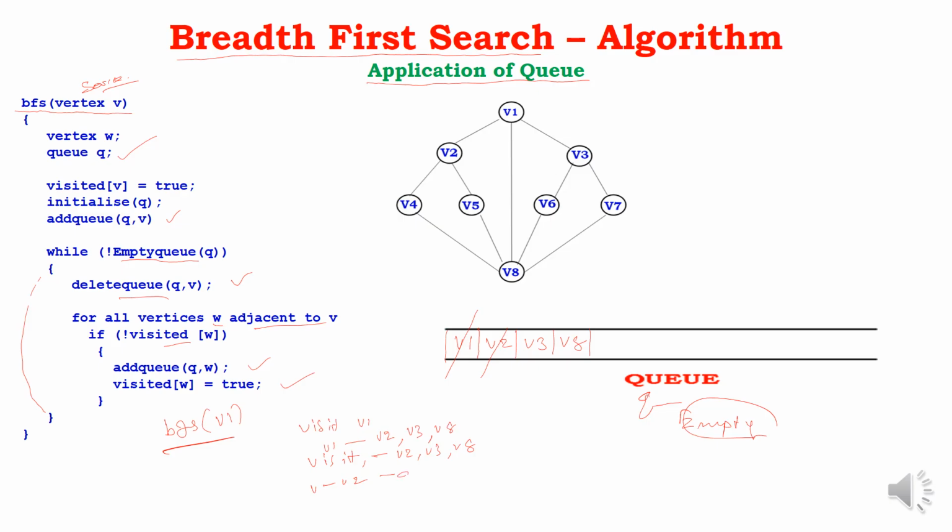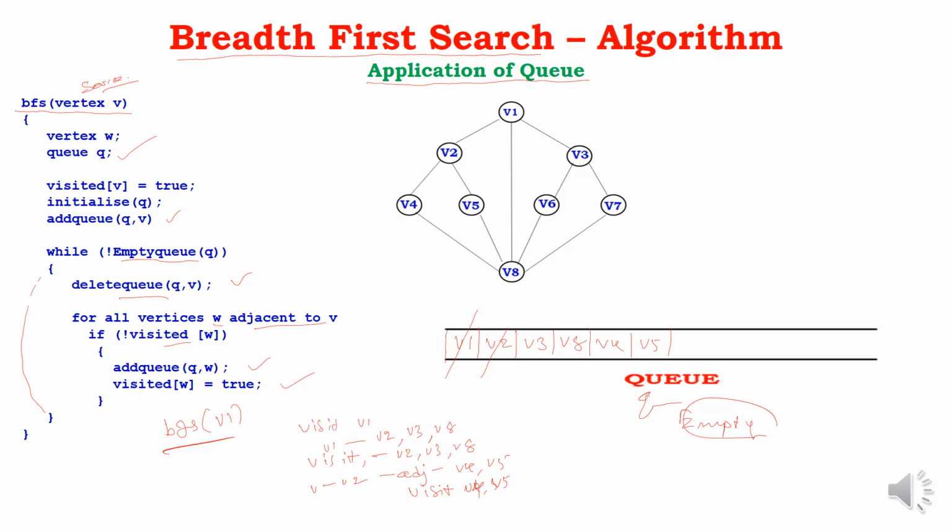Adjacent nodes of V2 are V1, V4, V5. But we are looking for only unvisited vertices, V4 and V5. Add them to the queue. V4 is added to the queue. V5 is also added to the queue. Then visit them. Visit V4 and V5.